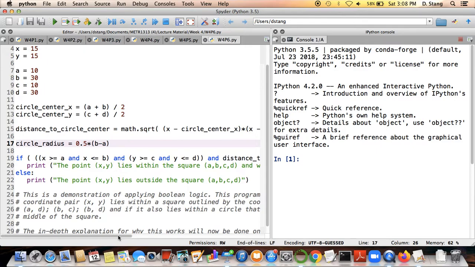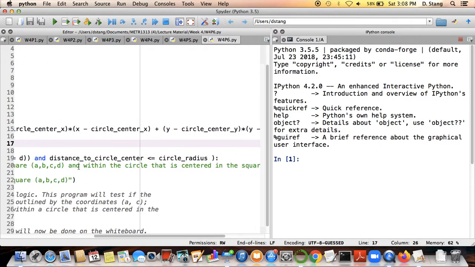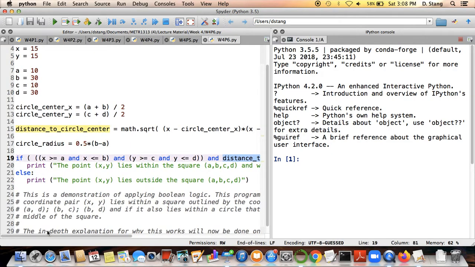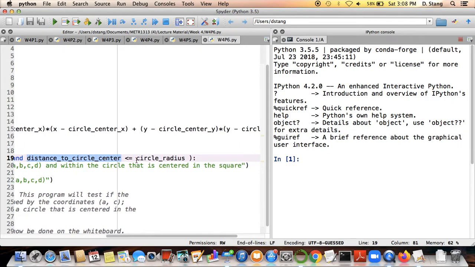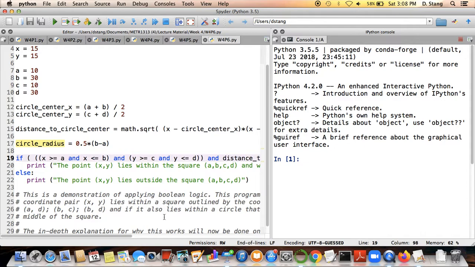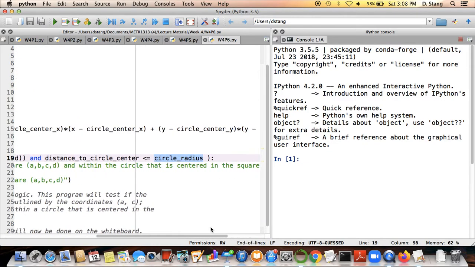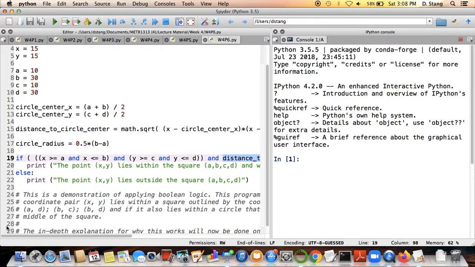And now, the question that we're really after is the distance from our point to the circle center, represented by this variable, which we calculate on line 15. Is that value less than or equal to the circle radius, which we calculate on line 17? So this entire thing right here is simply asking the question, is our point contained within the circle?